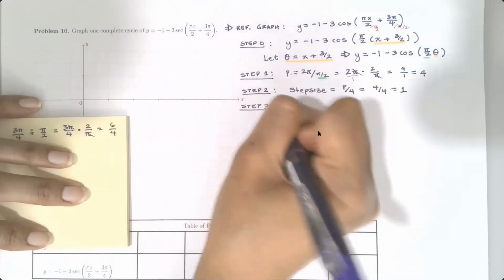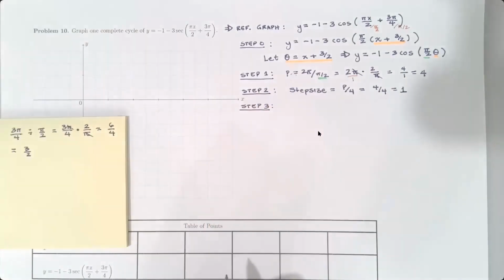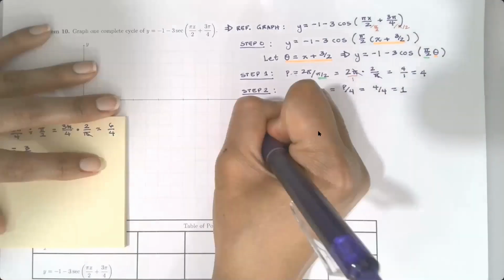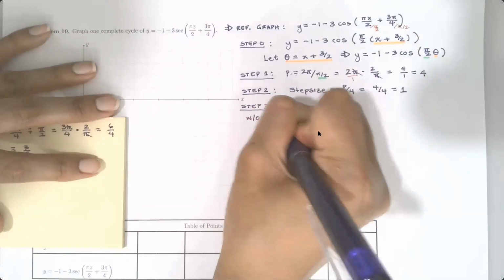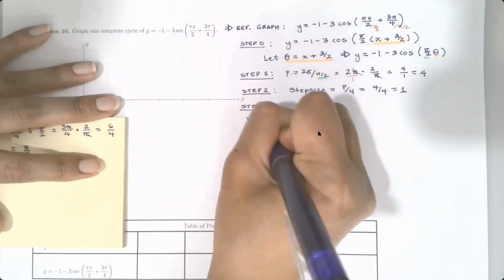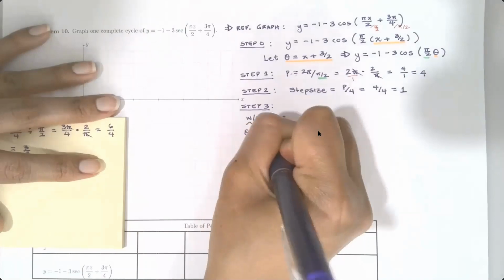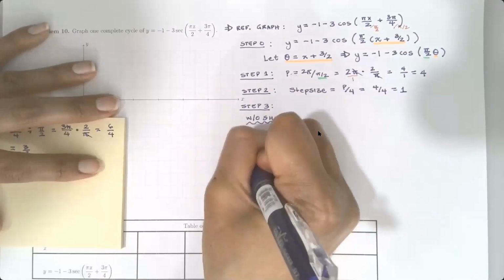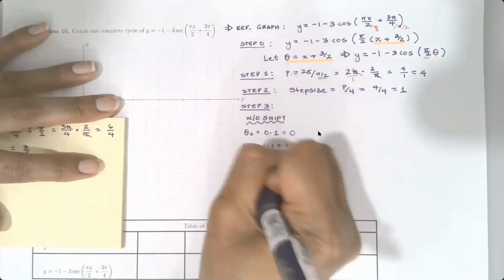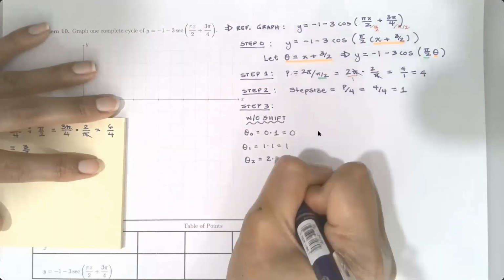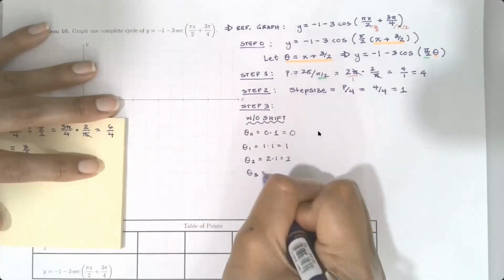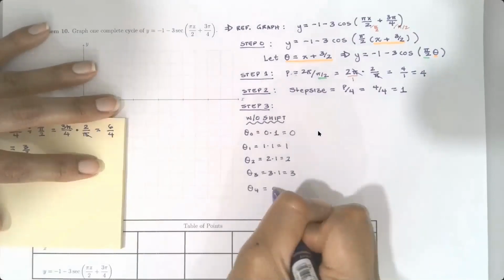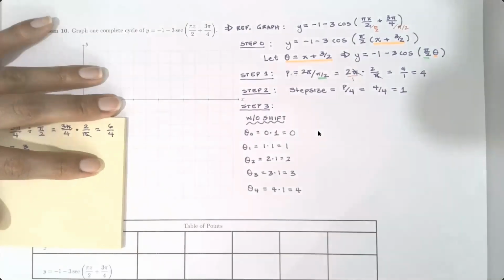Now we want to find the important x values, but to do so we first need to find the values without the shift, which are the theta values. Okay, so without shift, we're going to have theta 0 is equal to 0 times the step size, which is just going to be 0. And theta 1 is going to be 1 times the step size, which is 1. Then 2 times the step size, that's just 2. 3 times the step size, that's just 3. And 4 times the step size, which is going to be 4. That's without shift.